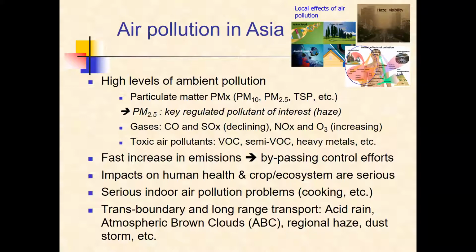In terms of emissions, the source emissions increased very fast in terms of intensity and number of sources, bypassing control efforts. That's why you can see that the level of pollution in ambient air in many countries is actually increasing with time. The impact on human health, crops and ecosystem is serious. However, it is not very well quantified because we need a lot of studies to do that. And we have serious indoor air pollution problems from cooking and smoking indoors, for example.